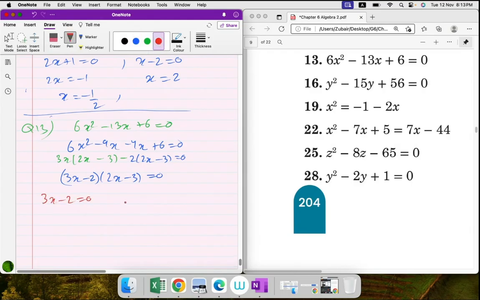First factor equals to 0, second factor equals to 0. 2x equals 3, x is equal to 3 by 2. 3x is equal to 2, x is equal to 2 by 3.